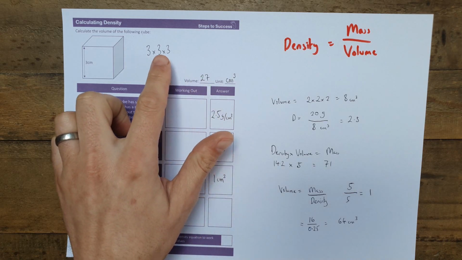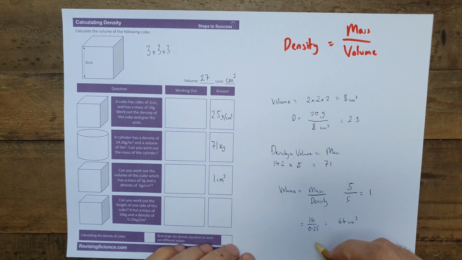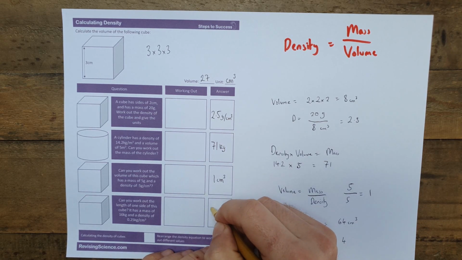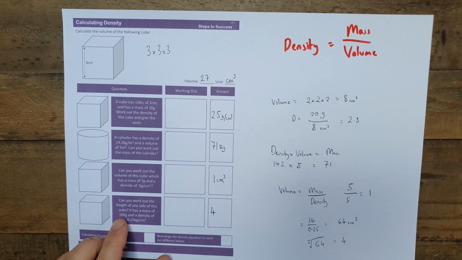However, now we just want the length of one of the sides and not the total volume. So we need to think about how we can go back. To do that, we'll take the cube root of 64. If we take the cube root of 64, it gives us 4. So the length of each side is 4. Think about our units: because it's a length, it'll be in centimetres.